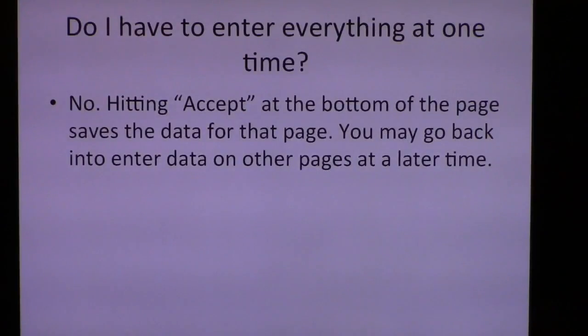Do I have to enter everything at one time? The answer to that is no. At one point you did. You had to enter everything at the same time, and then you would hit that accept button, and it would be sent. When you hit that button at the bottom of those pages, it's going to save the data on that page. But then you can go back in and enter the data for the other ones at another time. You can go back and change that even after you accept, right? Yes, you're supposed to be able to. I don't know if anyone's actually completed it yet and tested that to see if it works, but you're supposed to be able to do that.